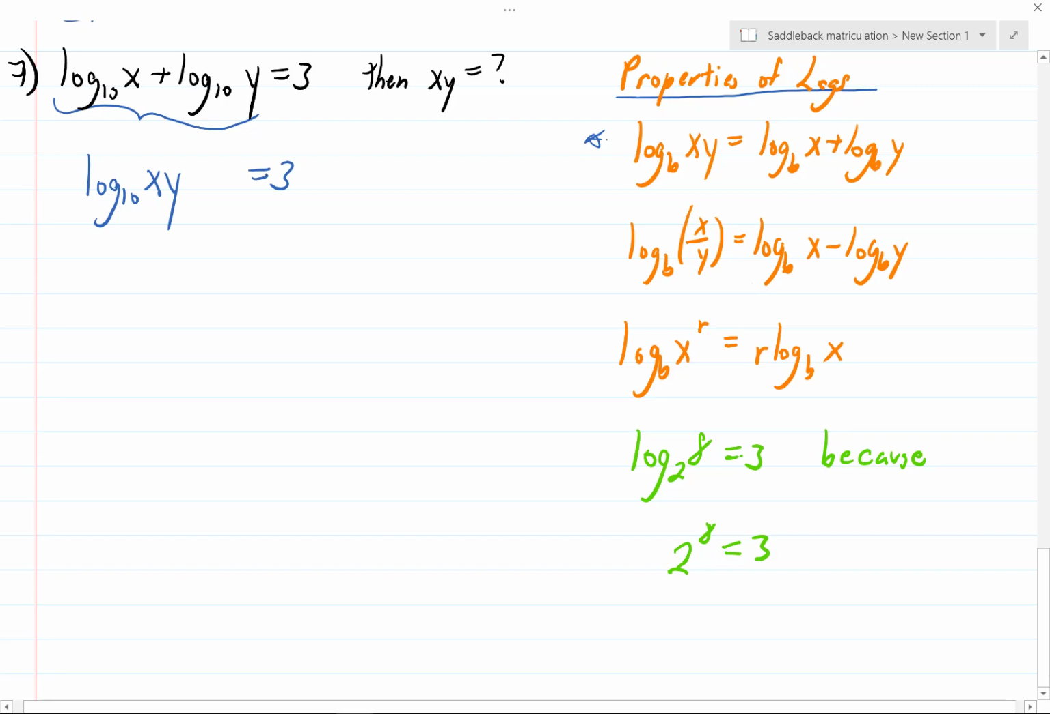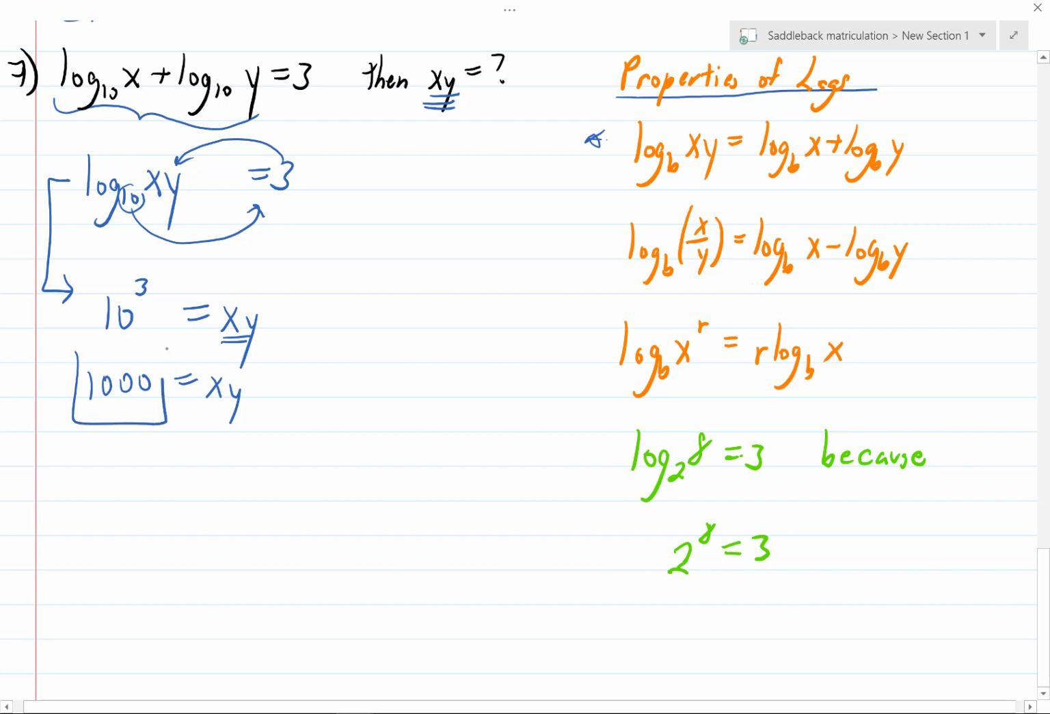And now I just use what logs are and write this in its exponential form to help me out. So log base 10 of xy means that 10 to the third power equals xy. So 10 to the third power equals xy, and they just happen to want to know what xy was, and 10 to the third is better known as 1,000. 10 times 10 times 10, and that's what they wanted. So it looks complicated, but it's not too bad.